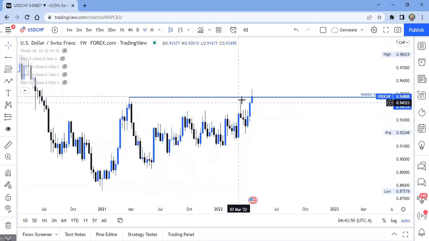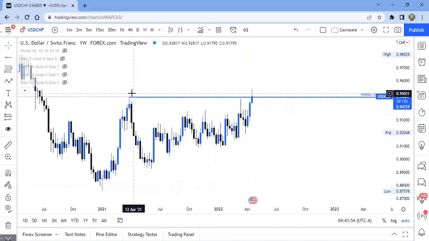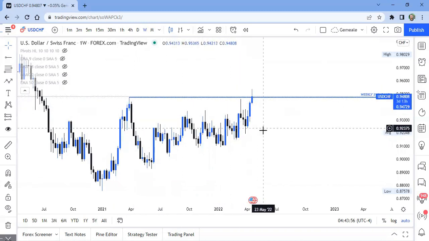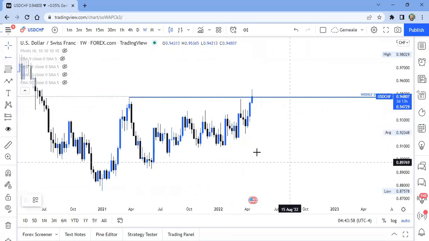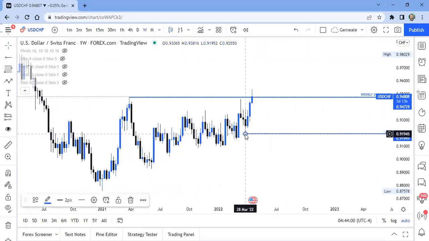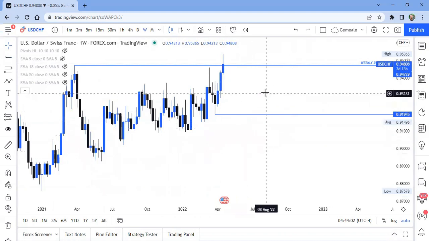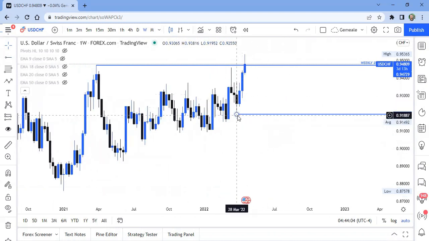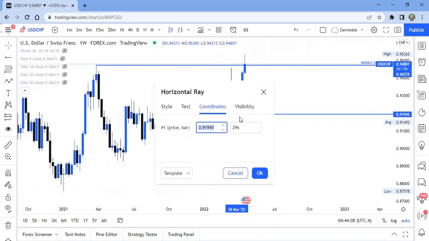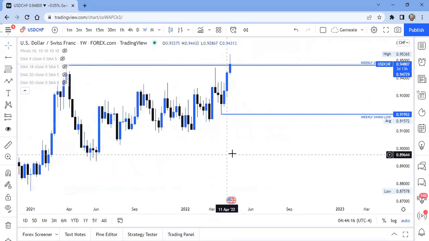And we see we have a high here. Okay, so I'm not going to focus on this high right now because we have this level that the market currently pierced through. Then I'm going to look at my low, which is here. That's the most obvious one to me. And this comes in at 91,952. And we're going to label that as a weekly swing low.